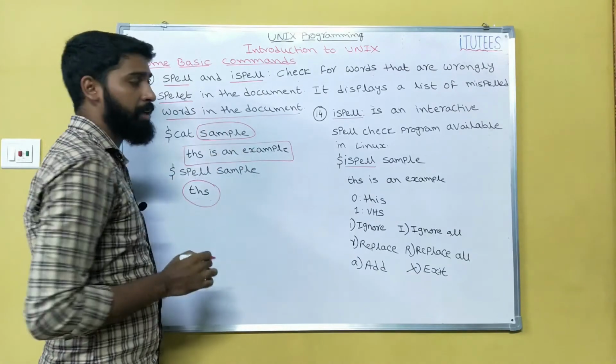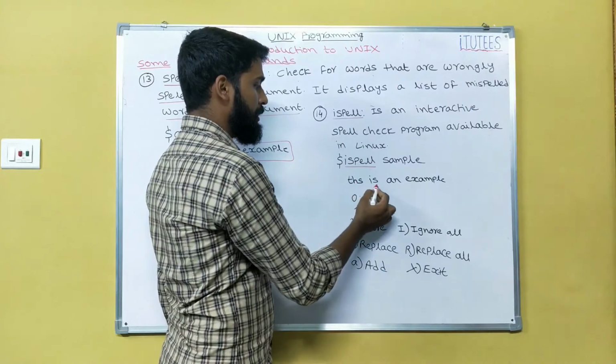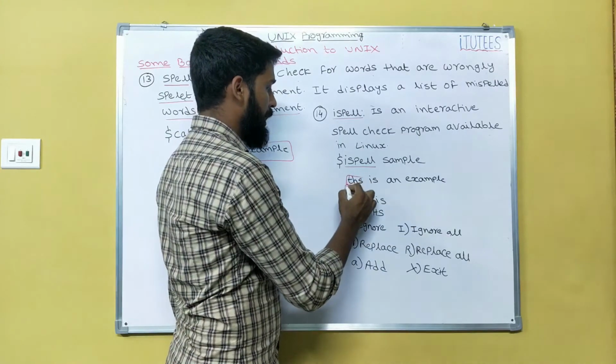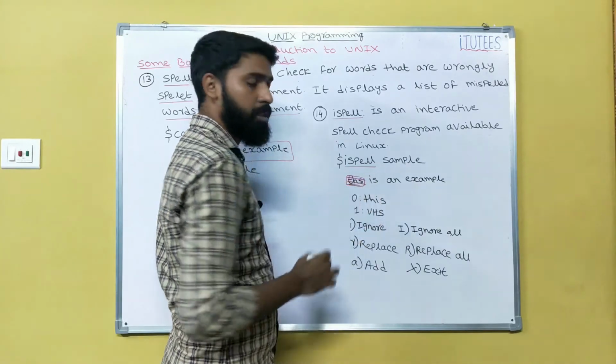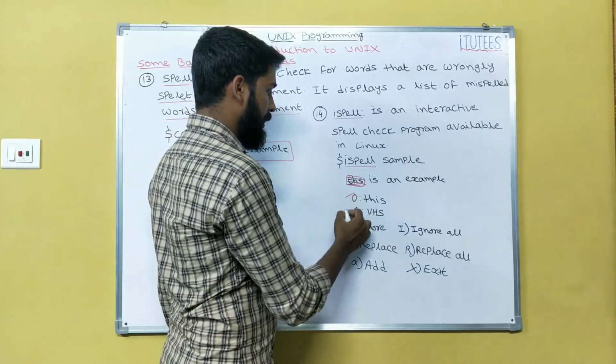What is the document name here? Sample. Okay. So what is the content in the document? This is an example and wrongly spelled words are highlighted. So this will be highlighted. Now it shows some recommendations.